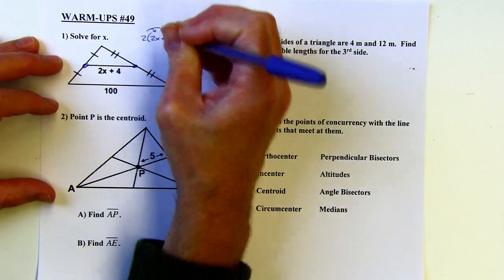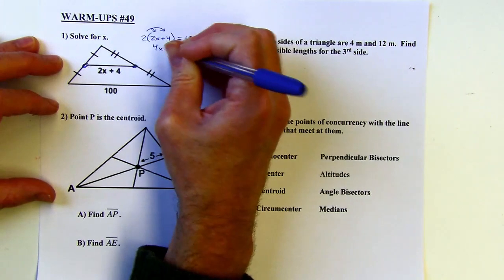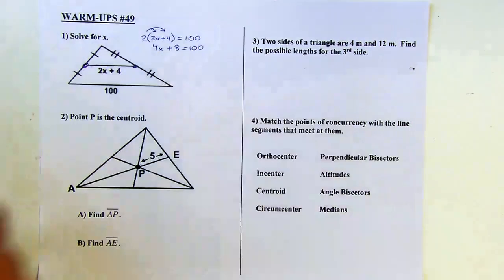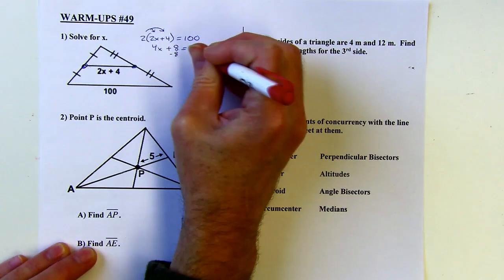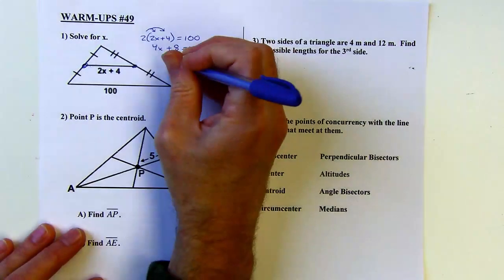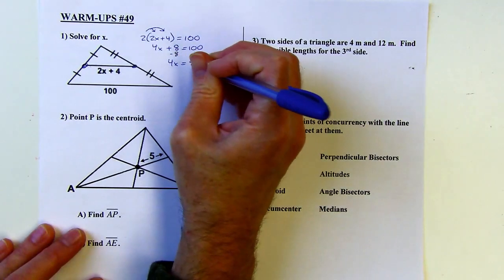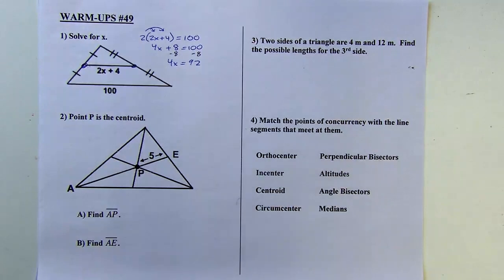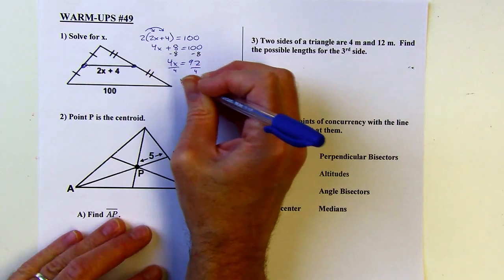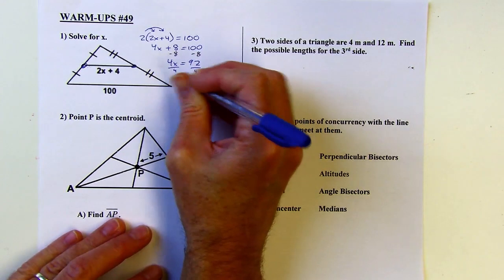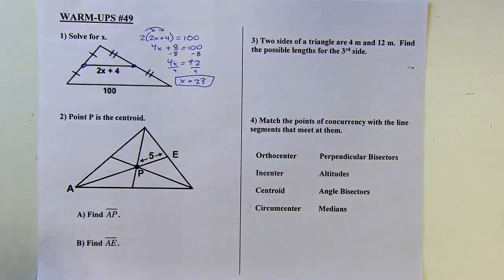All right, so 4x plus 8 equals 100. I'll subtract 8 from both sides. And then divide by 4. And x equals 23. Okay?